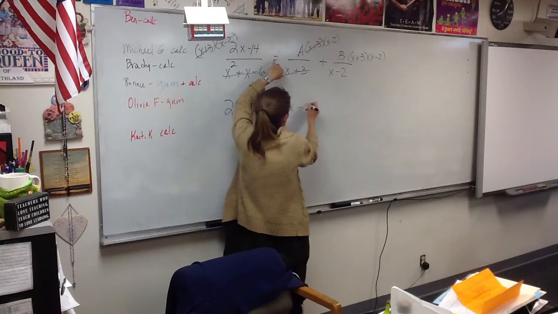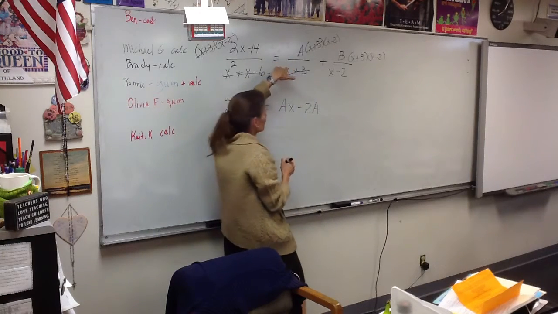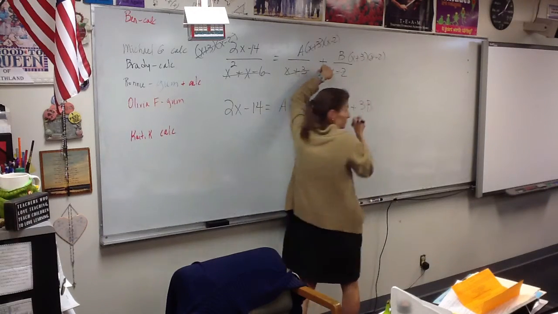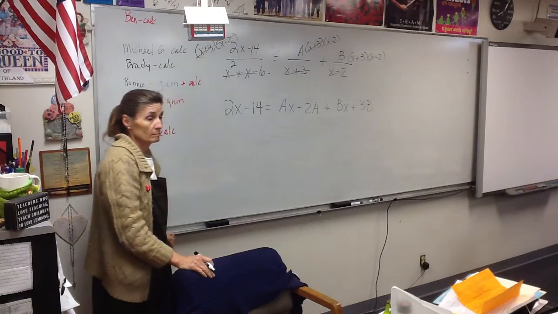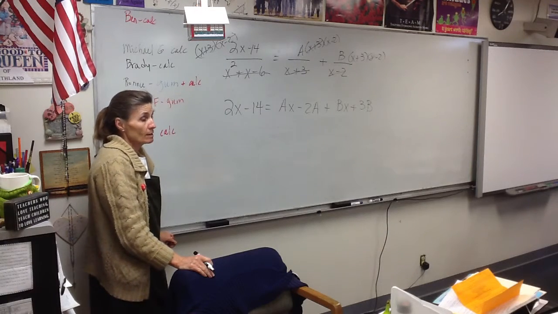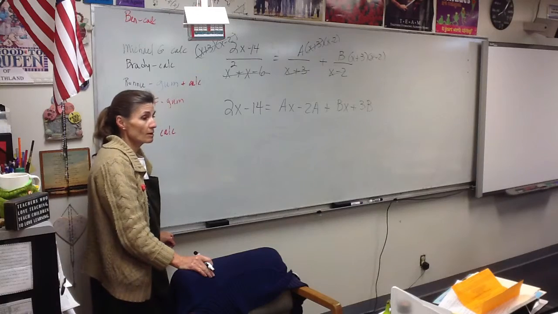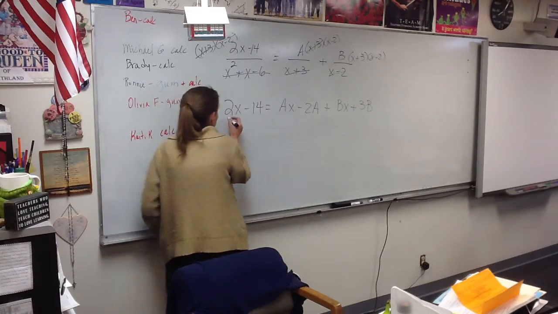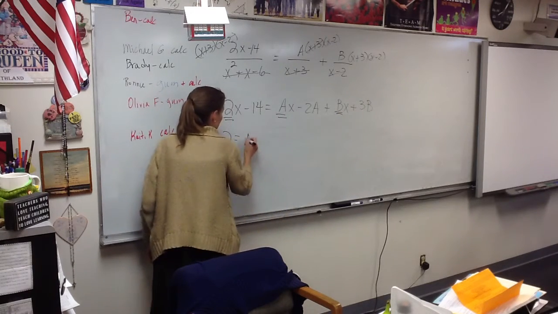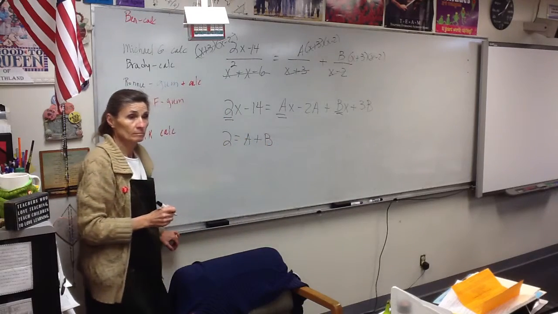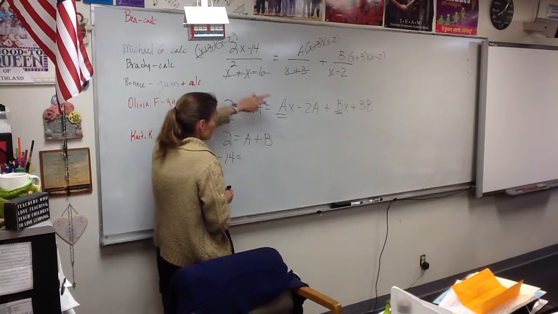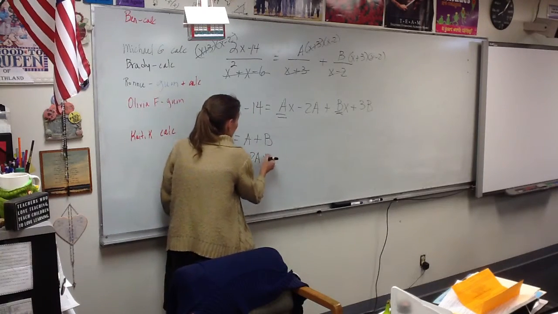Because all that cancels. Here I'm going to be left with what? A times x minus 2, minus 2A, plus Bx plus 3B. Now what? This is the crucial step. It's really easy. Do not make it hard. 2x equals x times A plus B. 2 has to equal A plus B. And negative 14 has to equal negative 2A plus 3B.